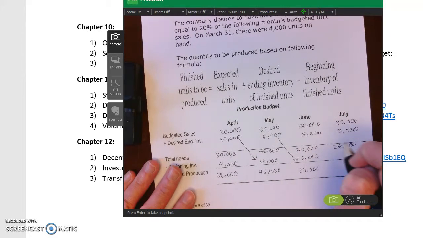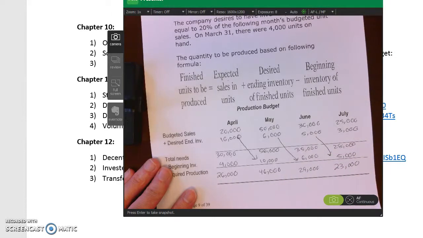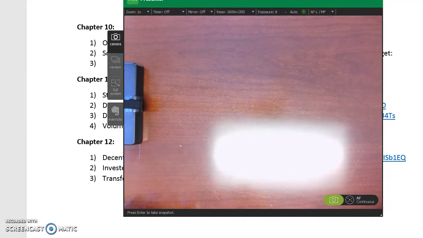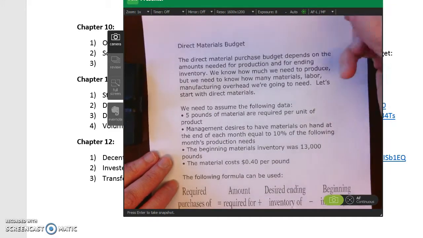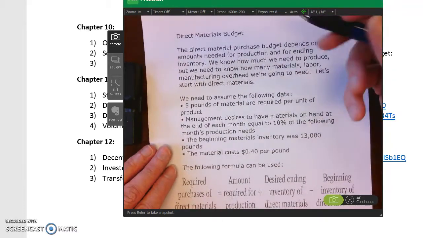28,000 there. That 5,000 comes over here, which means we have to make 23,000 right there. Okay? Let's go ahead and look at the direct materials budget now. So the direct materials budget depends upon the production budget. Now that we've done the production budget, we can do our direct materials budget.